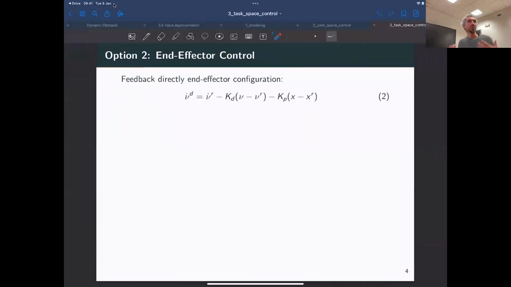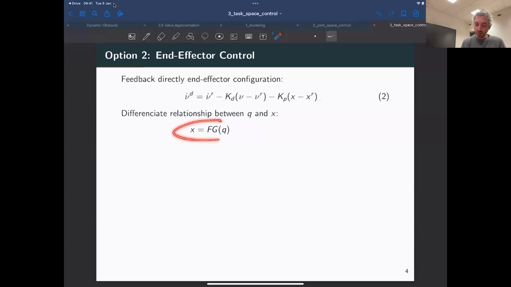So option number 2, which is the best one and the one that I'm going to explain to you, is doing control directly in end effector space. Going from joint space to end effector space control is quite simple. Basically, we move the PD controller to task space, where we have this weird variable v, which represents the acceleration in end effector space. We have the usual derivative term, which multiplies the velocity error, and the position term, which multiplies the position error.